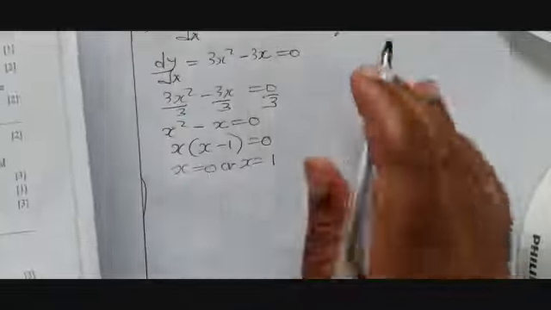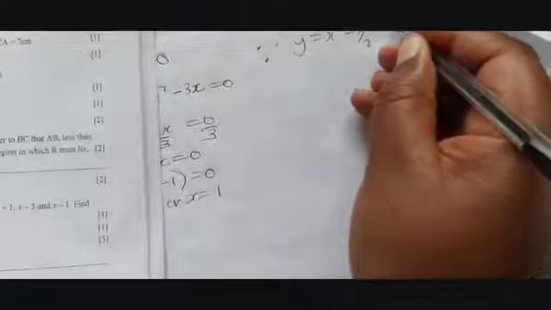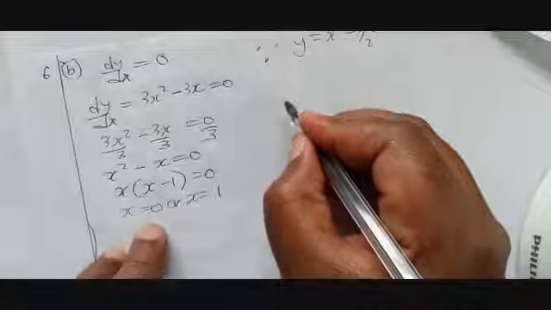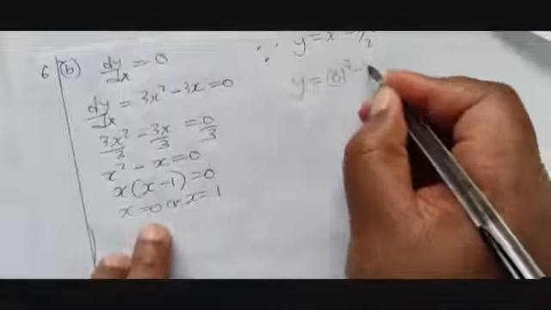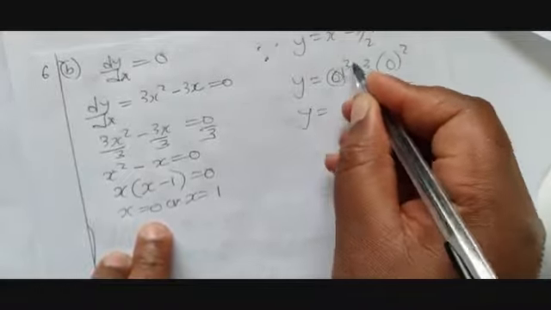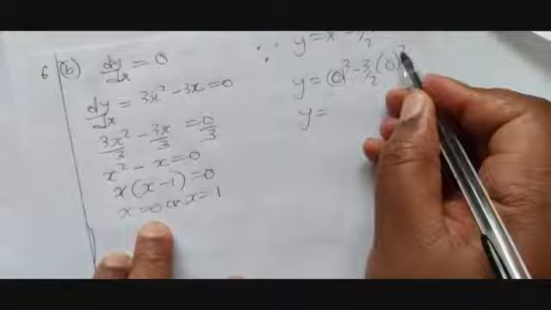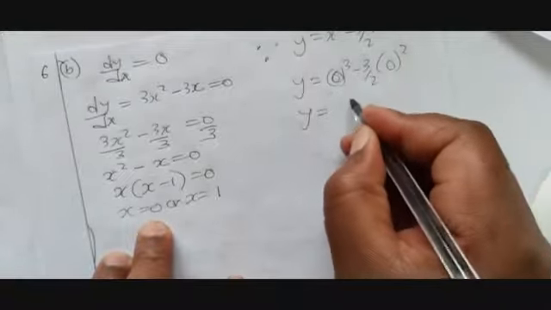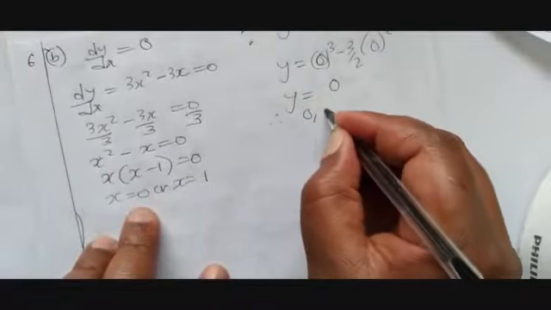So we need to find the corresponding values of y using y is equal to x to the power 3 minus 3 over 2 x squared. We'll pick 0 and say y is equal to 0 to the power 3 minus 3 over 2 times 0 squared. 0 to the power 3 is 0. 0 to the power 2 is 0, times this will be 0. 0 minus 0 is 0. It means the coordinates are 0, comma 0. This is the first part.